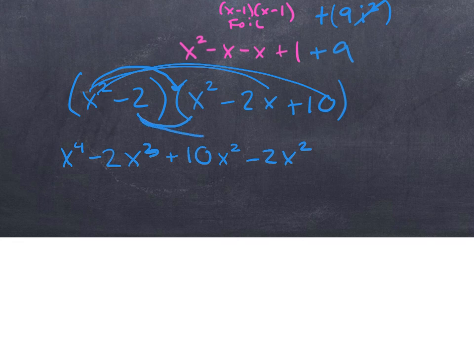And then negative 2 times x squared would be negative 2x squared. And then negative 2 times negative 2x, so plus 4x, and then negative 2 times 10. Perfect. What's our last step?